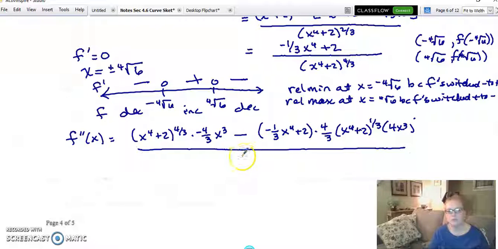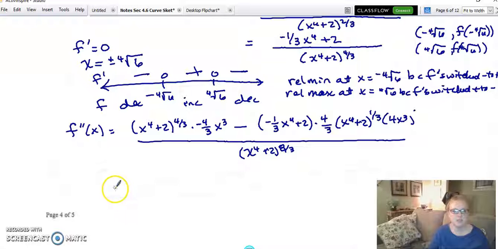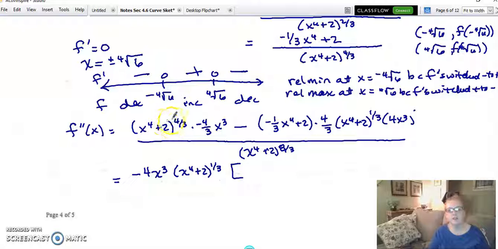If you get tired of this, don't forget your denominator, (x^4 + 2) squared. So that's going to be to the 8/3. Again, not going to worry about that denominator because it's not going to affect anything, but we do want to factor the top. Let's pull out (x^4 + 2) to the 1/3 and a minus 4x cubed. So minus 4x cubed and the (x^4 + 2) to the 1/3. Okay, see what we have left.